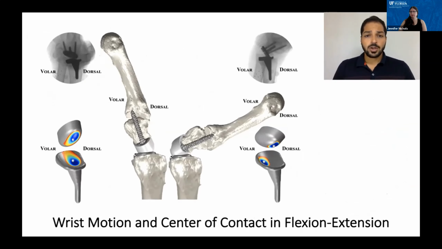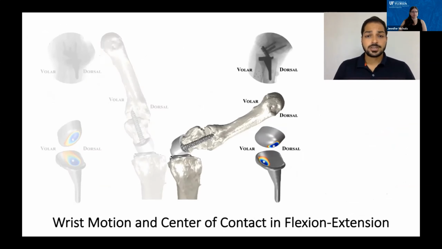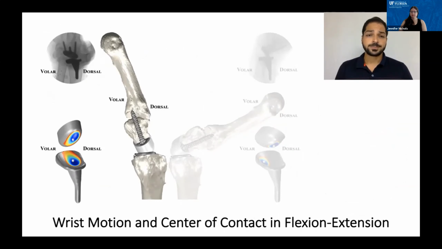Now let's look at one of the anatomical tasks, flexion extension. On the right, you see the radial view of the wrist at its full extension. As you see, the implant has rolled forward volarly, and the center of contact has moved dorsal of the polyethylene cap and volar of the radial component. If you look at the X-ray, you see the potential for impingement and restricted extension range of motion.